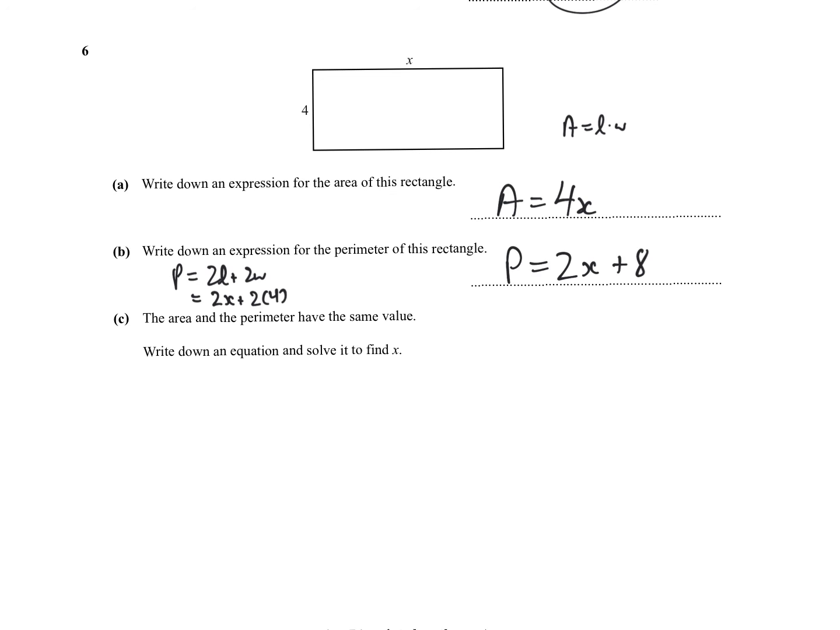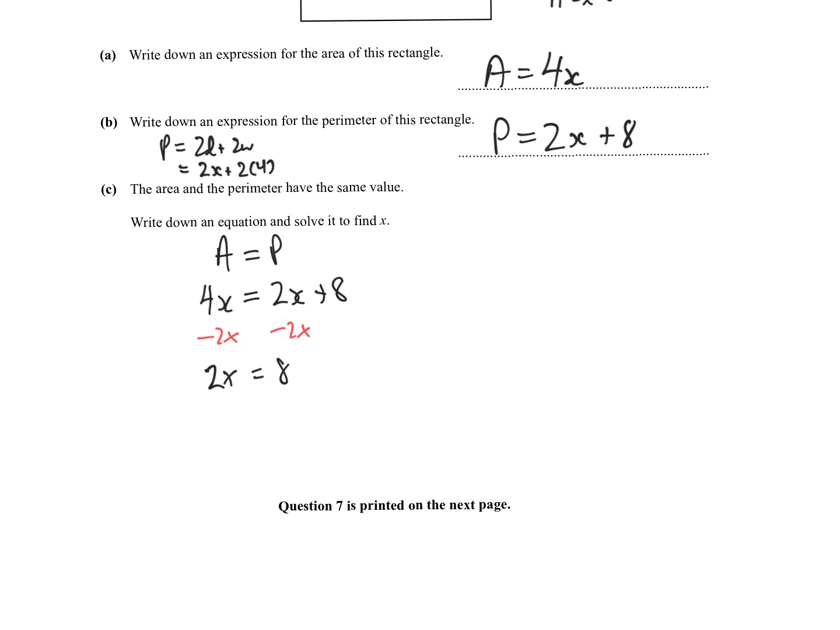So write down an equation and solve it. Well, the area and the perimeter have the same value, so that's saying that area equals perimeter. 4x equals 2x plus 8, minus 2x on both sides. I get 2x equals 8. And then I get x equals 4. X equals 4.